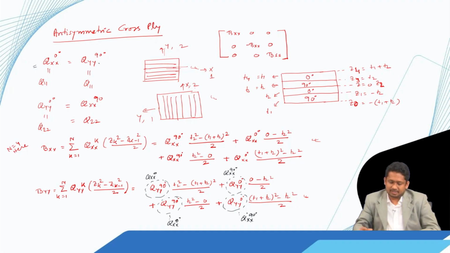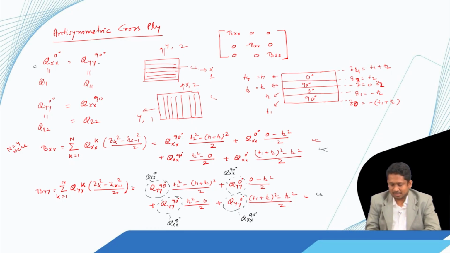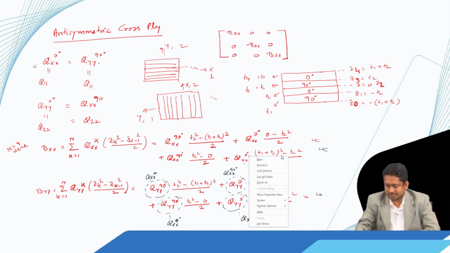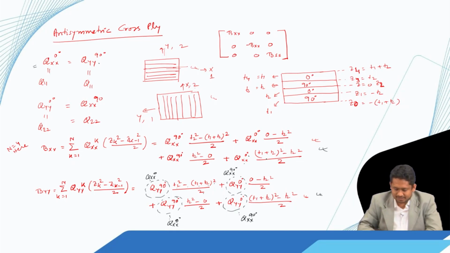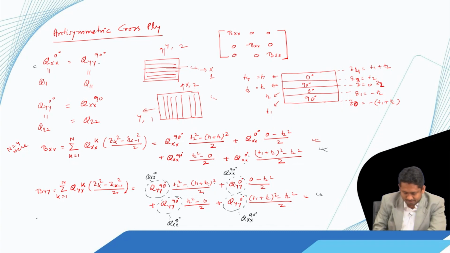Now, if we compare what we see here and what we see here, then we see that these two expressions are just opposite of each other. For example, here we have Qxx of 0 multiplied by this quantity t2 square minus t1 plus t2 whole square by 2, and here we have Qxx of 0 and just opposite of this sitting here multiplied with this, and likewise if we just compare term by term, we see that this is just opposite. So, this brings us to the conclusion that Byy is equal to minus Bxx.